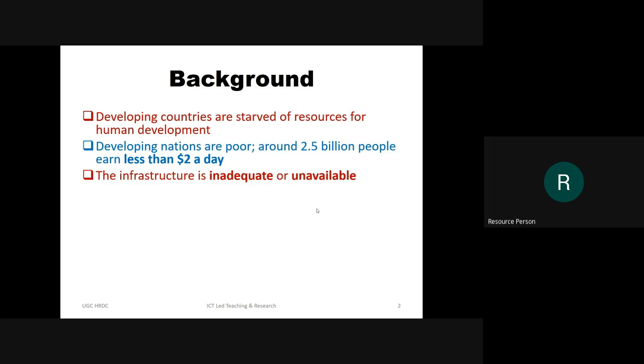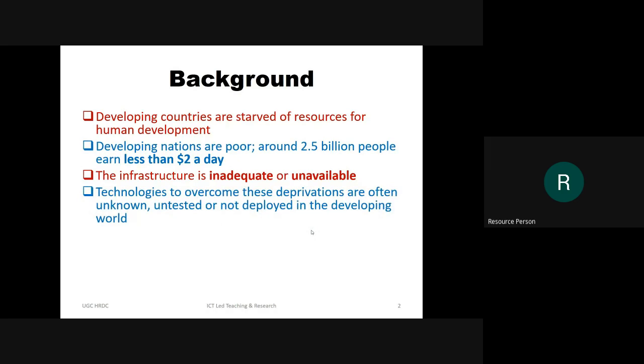That in developing nations, around 2.5 billion people earn less than $2 a day. The infrastructure is either inadequate or unavailable. So technologies meant to overcome these deprivations are often either unknown or untested or not deployed in the developing world. This is the harsh reality.